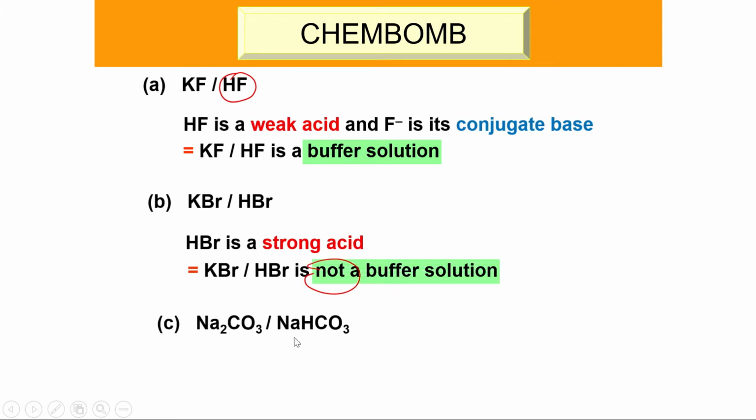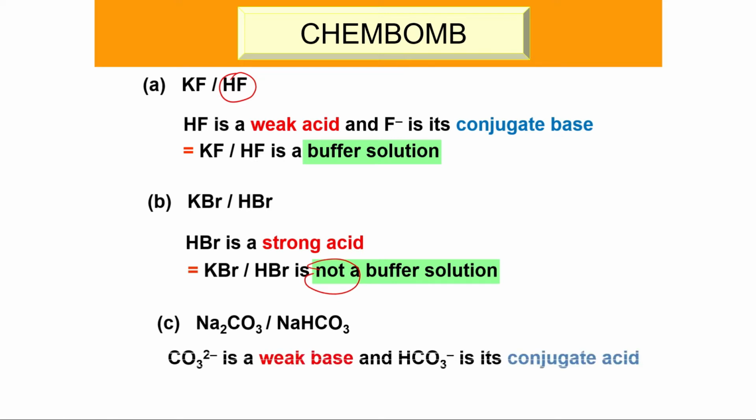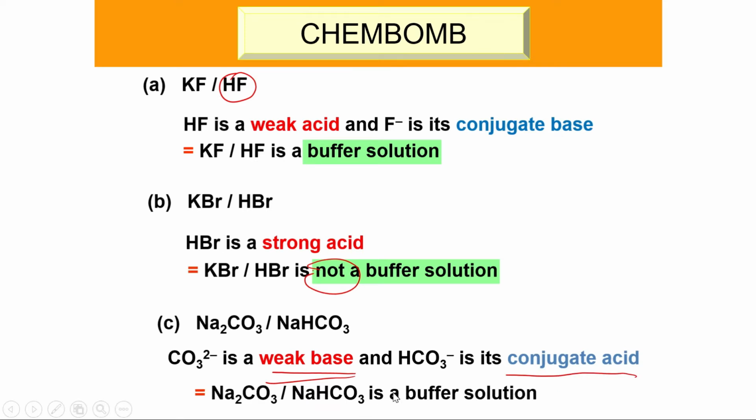Next, we have this solution. What do you think? Is it a buffer solution? CO3 2- is a weak base and HCO3- is its conjugate acid. So it has a weak base and a conjugate acid that comes from the salt. Therefore, it is a buffer solution. But since this is made up of a base, this is a basic buffer. Easy, right? So let's move on.